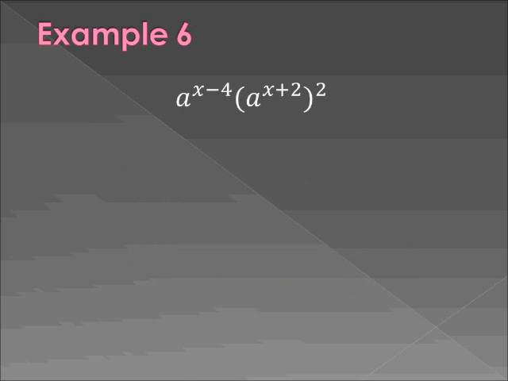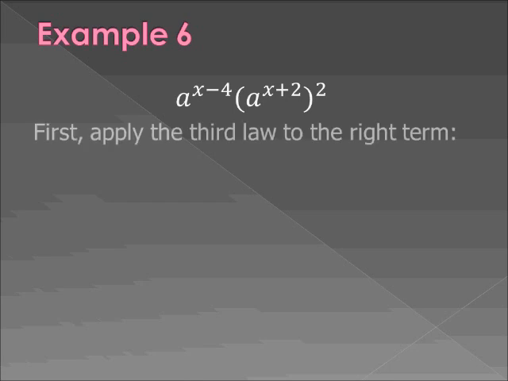Finally, example 6, a to the x minus 4th power times the quantity a to the x plus 2, quantity squared. So what you want to do, just like in some of the problems you worked on in 4.1, you want to work from the inside out. Do the parentheses first, do the exponents next, and then multiply. So you're going to first apply the third law to the right term. You're going to take the square of whatever is in the parentheses. And remember, when you take an exponent of an exponent, you multiply the two exponents together.